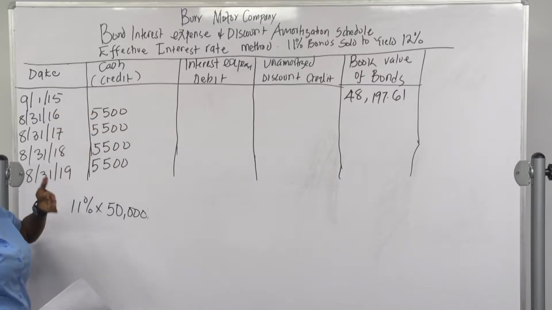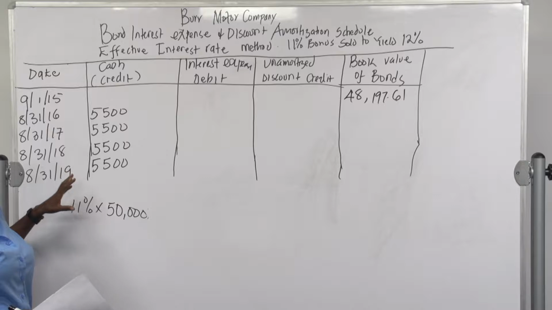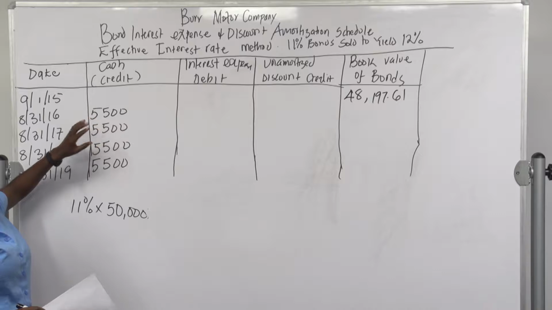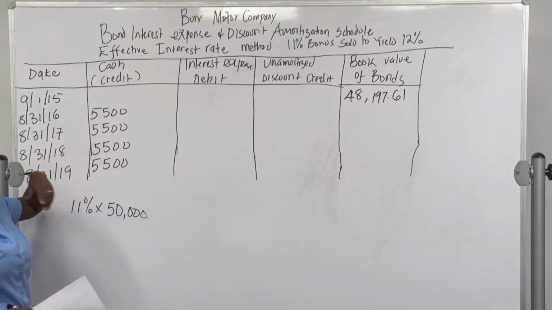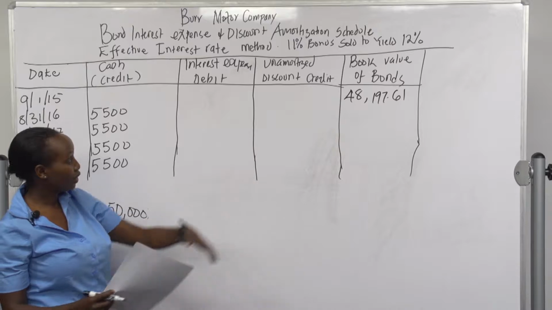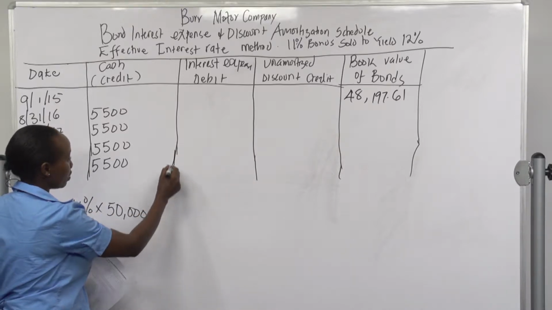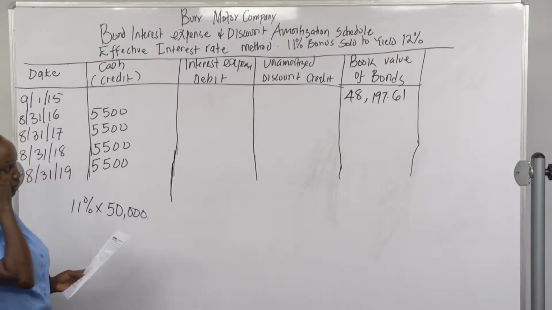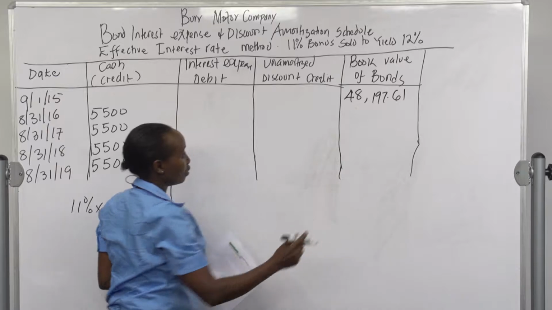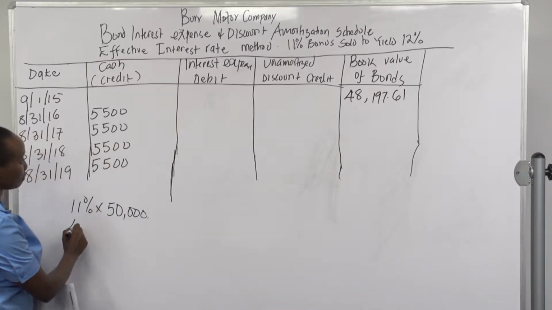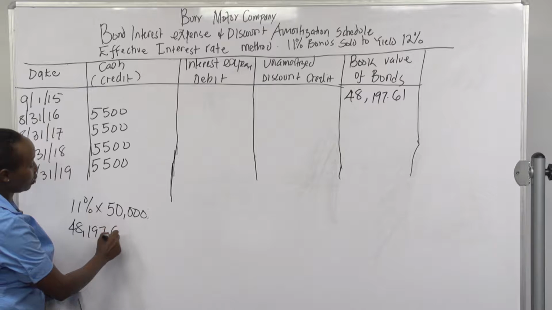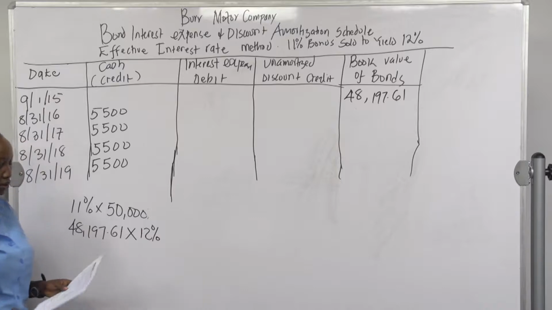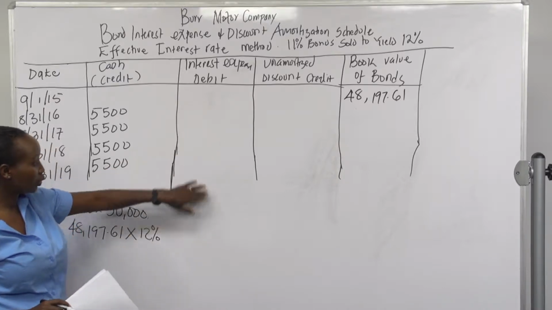So in chapter 14, we are from the borrower's perspective. So we borrowed money by issuing bonds. So we have to pay the bondholder every August 31st, 5,500. We start off with that, and for the interest expense, we are going to use the yield rate. The yield rate on this bond is 12%. So we take the 48,197.61, and we multiply that by 12% to get to the bond interest expense.